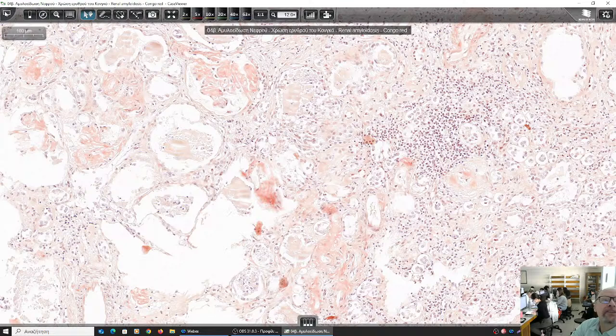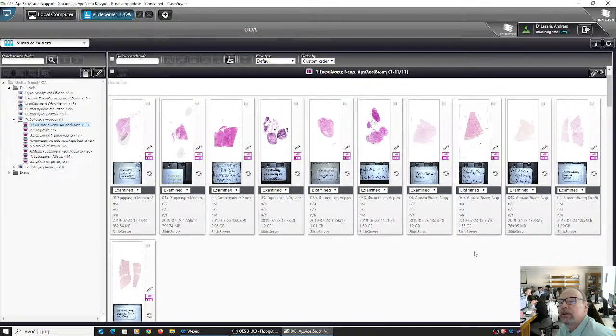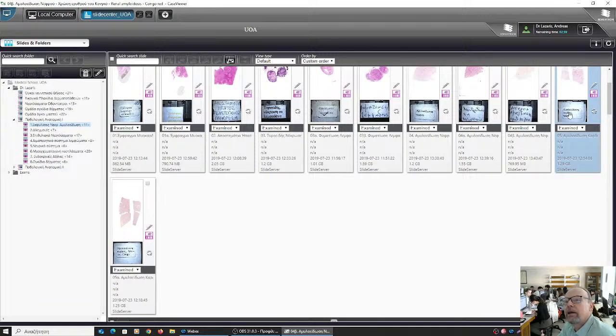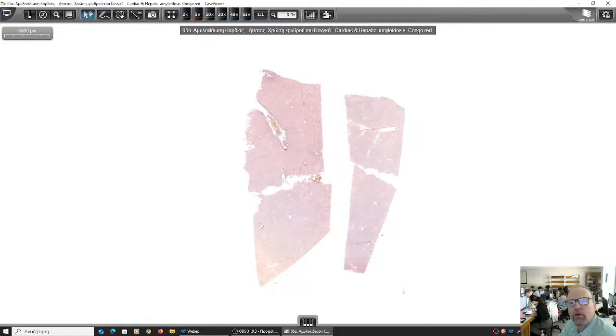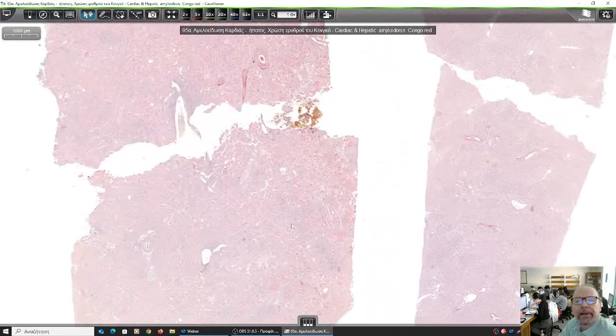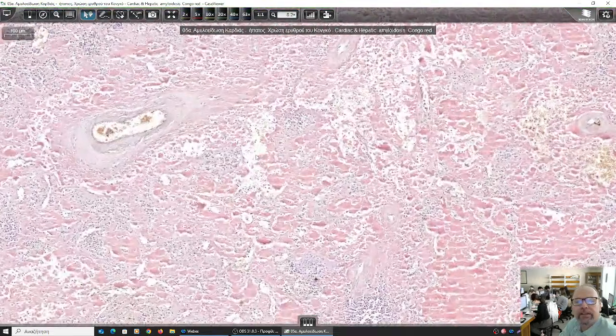Any other slides here? This is amyloidosis. I disregard the hematoxylin eosin. It's not a good stain. Let's have a look at the Congo red. We have amyloidosis of the heart and the liver. Let's see if we can understand something.